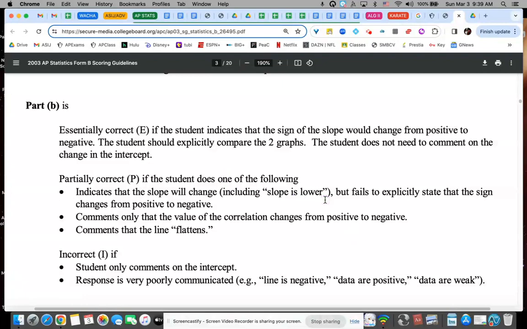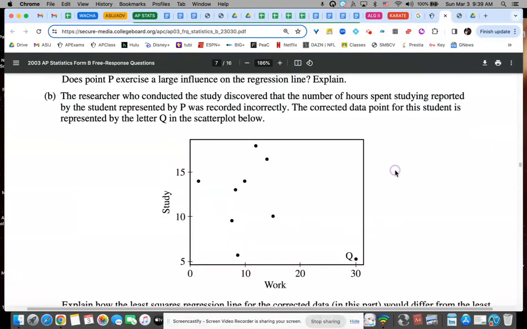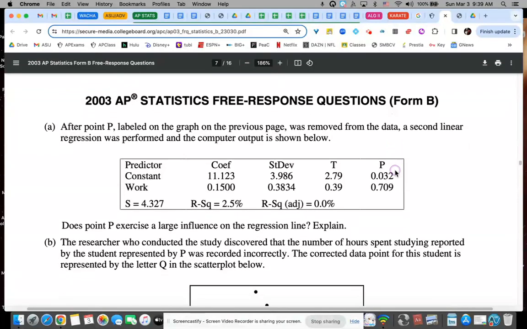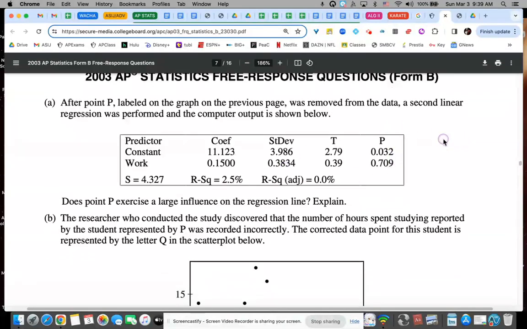You can't just say the slope is lower. That would only get you a P. You have to actually talk about the sign of the slope changing. All right, that's 2003B number 1, right? Influential points.